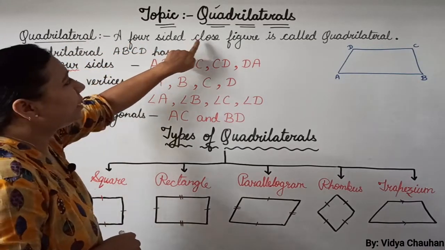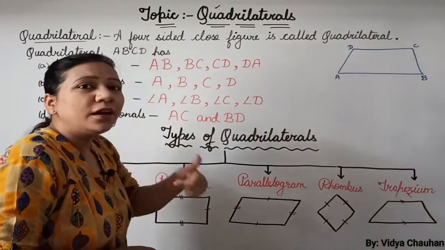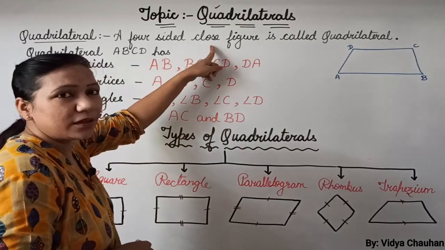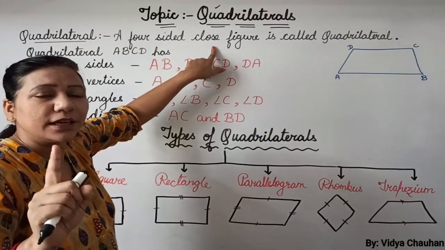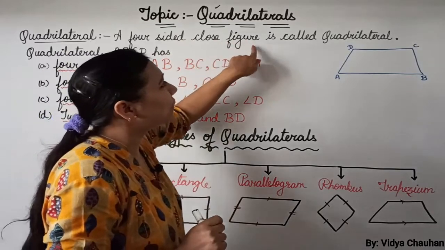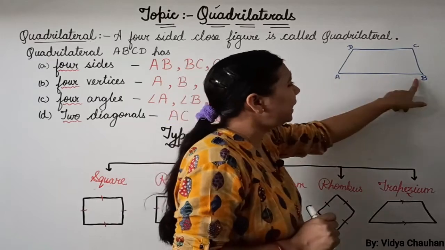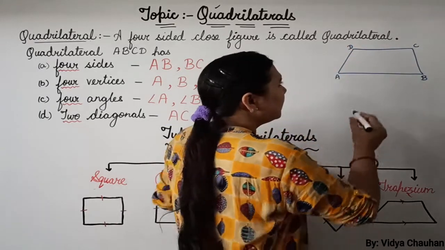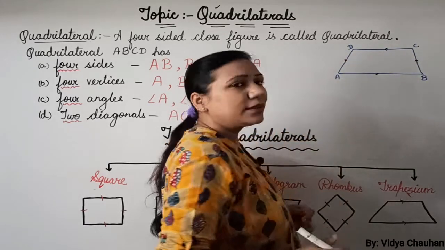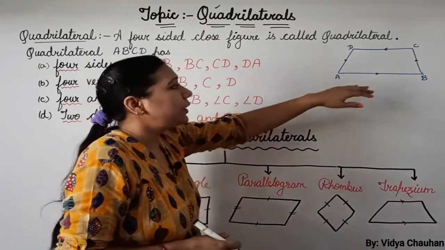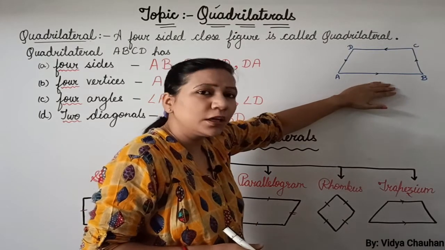A four-sided closed figure is called a quadrilateral. What is a quadrilateral? A four-sided closed figure. It should be closed. It should not be open. If it is open, then it is not considered a quadrilateral. Here you can see a shape ABCD, and since there are four line segments, this shape has four sides. At the same time it is a closed figure. That is why this ABCD is called a quadrilateral.